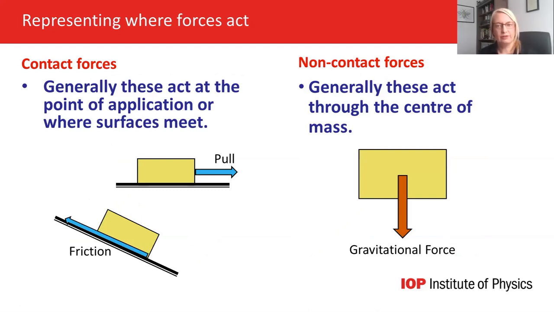And as a general rule of thumb, we would say that where you've got a contact force, such as something being pulled along by a rope or friction acting on an object, you would draw those arrows at the point of application or where the surfaces meet. And then when you've got a non-contact force, such as the gravitational force, you can show those acting through the centre of mass. So that's a good rule of thumb to try and have.